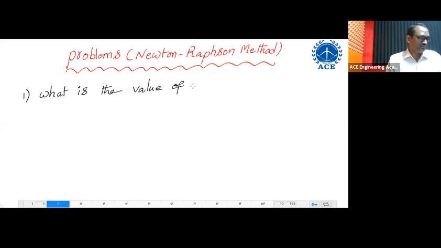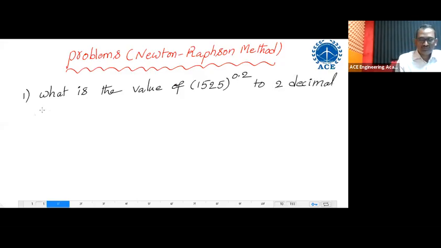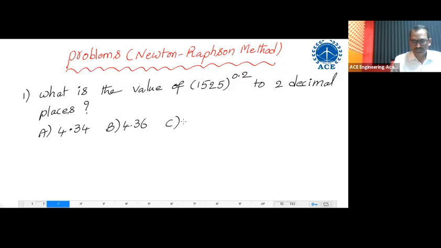What is the value of 1525 whole power 0.2 to 2 decimal places? Option A 4.34, option B 4.36, option C 4.38, option D 4.30.